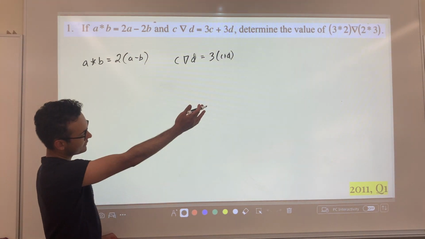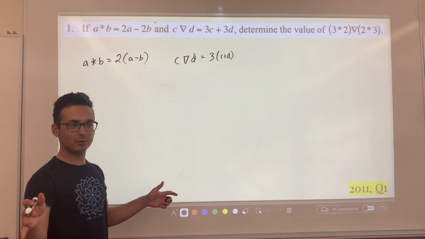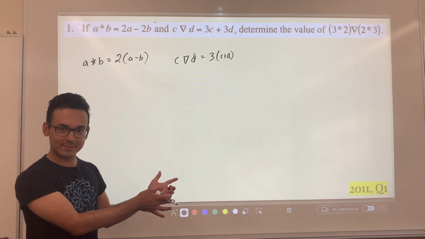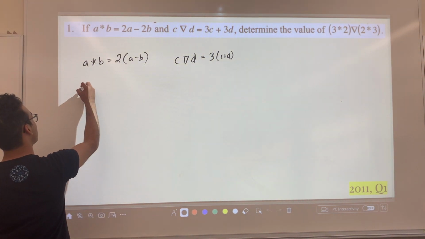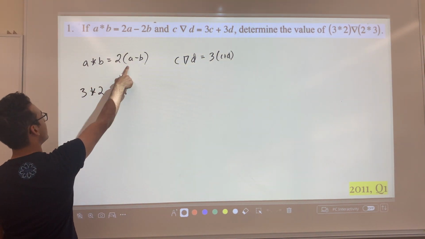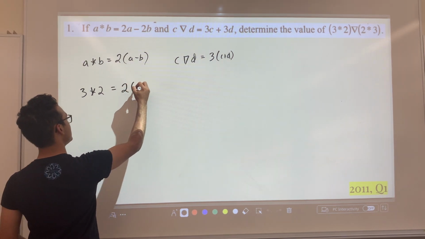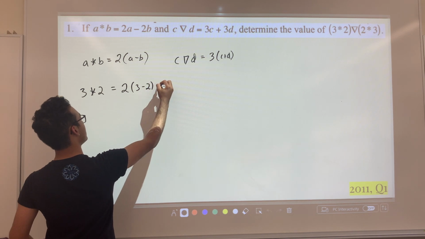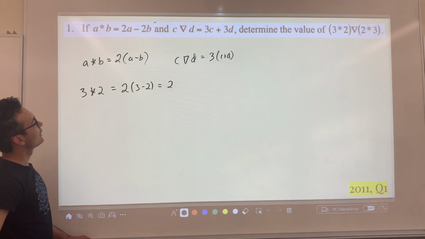Now we have to determine this value, and in star operation problems, even though they're different operations than our normal PEMDAS, we still have parentheses, so we will do the parentheses first. So let's start with 3 star 2. 3 star 2, and up here we have said is equal to 2 times a minus b, which is 2 times 3 minus 2, which is equal to 2 times 1, which is just 2.